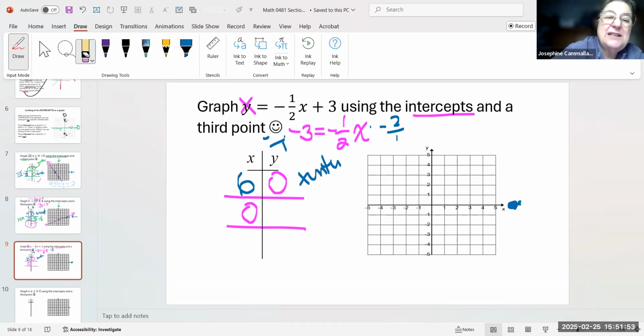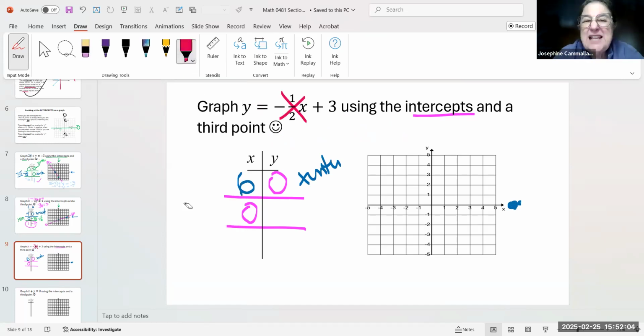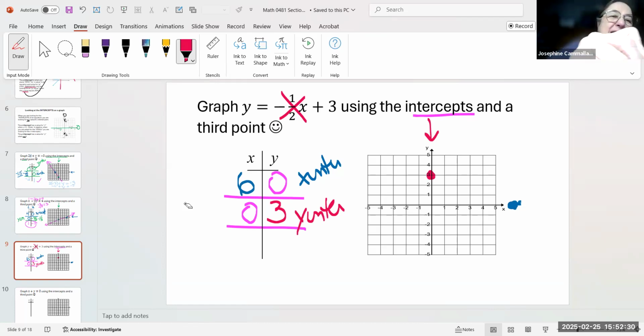Well, the beautiful part is this time my x is 0. Well, that means that cancels out. Y is 3. Now remember, this is my y-intercept, which means it's got to sit on this line, which is 0, 3. Now I have a red dot and a blue dot. I'm going to pick something in between, but I want to be very honest with you.